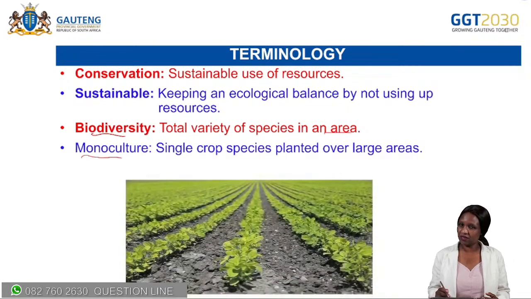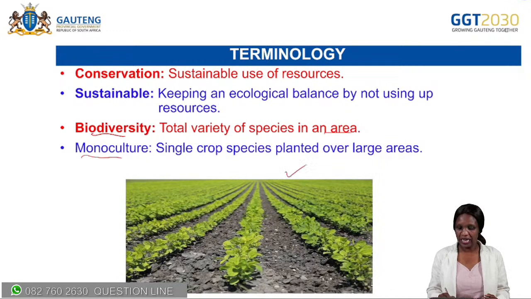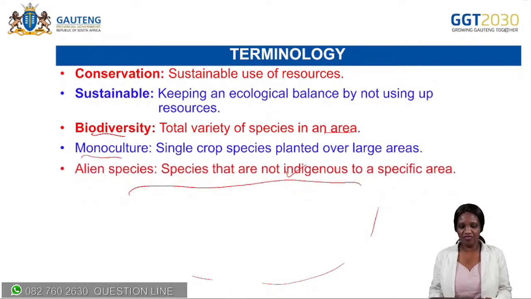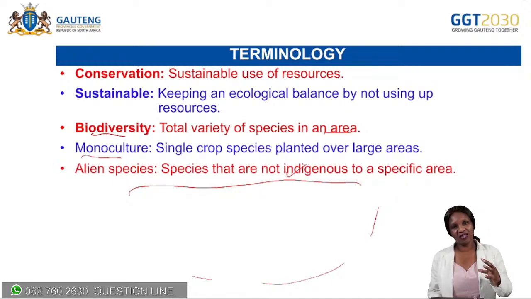All right, let's check the picture then. We've got a picture here. It shows us what? Monoculture. This is a single crop species. If you check, this is a single crop species, the whole picture, on a very large area. Okay. And then we've got alien species. When we are talking about alien species, these are not indigenous to an area, but they've been taken from another area, from foreign land to another area. That is alien species. Do you get it?